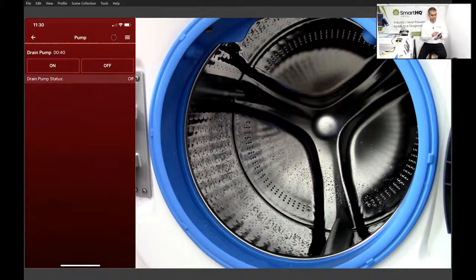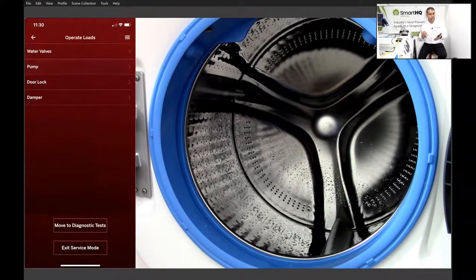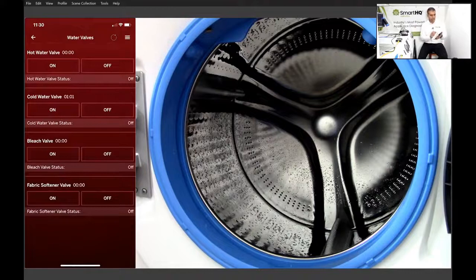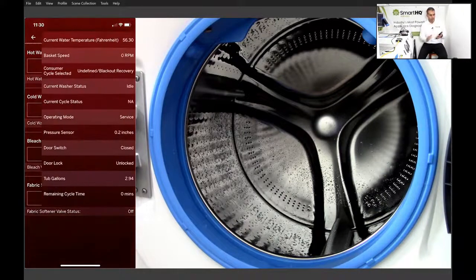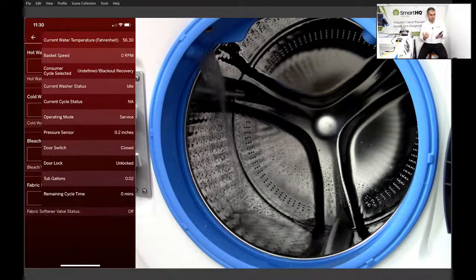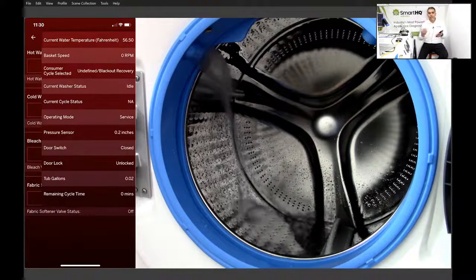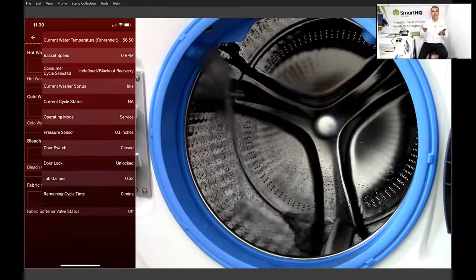Now let's go ahead and take a look at that thermistor and see if it's actually functioning, right? See if it's detecting the presence of hot or cold water. And the way we're going to do that is by activating the hot water valve. So I'm going to press on the hot water valve. And as soon as that water begins to enter, right now my current temperature is 56 degrees. The hot water is going to enter the machine. I should start to see a rise in temperature.